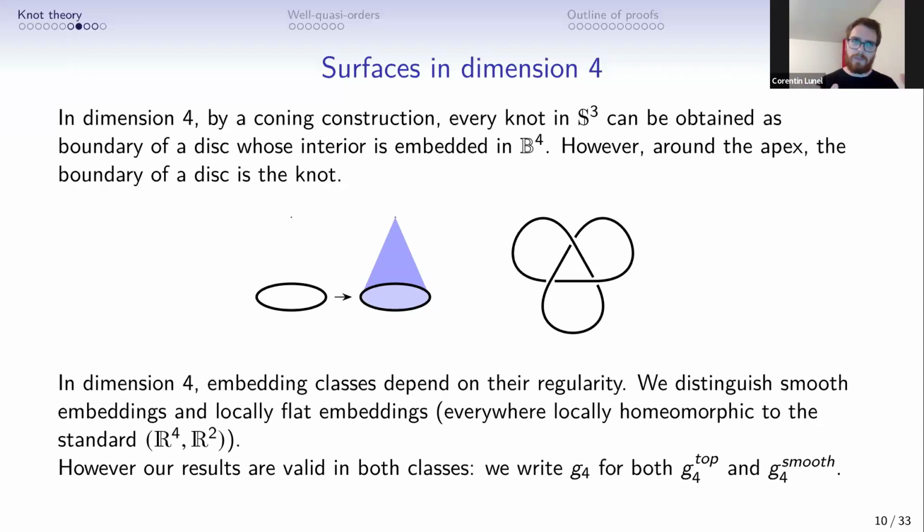In S3, in dimension 3, that is not the case. Smooth is the same as locally flat, but above it's not the same. So what I wanted to say is that there are two categories of surfaces that give rise to two notions of four genus, the topological four genus and the smooth four genus. And the conclusion of this slide is simple because our results are valid in both classes. So I will write G4 for either the topological one or the smooth one, and you can think of whatever you prefer, it is still valid.